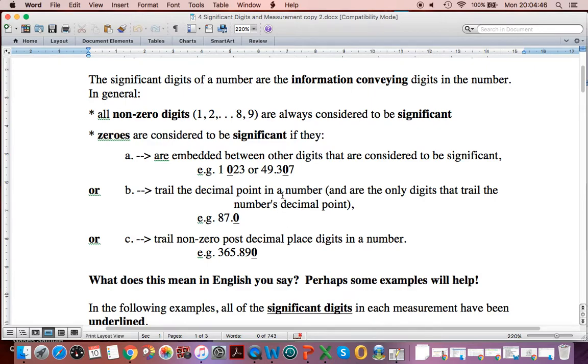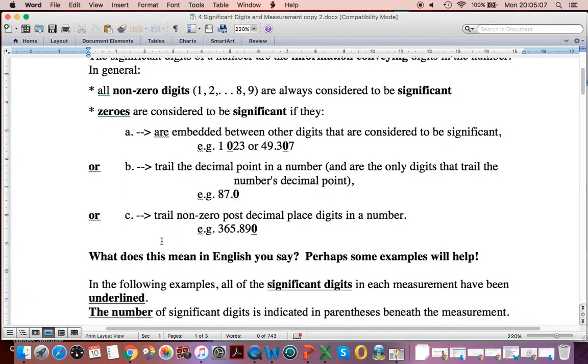If they trail the decimal point in a number, and the only digit that trails it, they are significant. We put it in for a reason. So 87.0, that 0 is significant. It is not just a placeholder. So 87 centimeters versus 87.0 centimeters are two different things to a scientist.